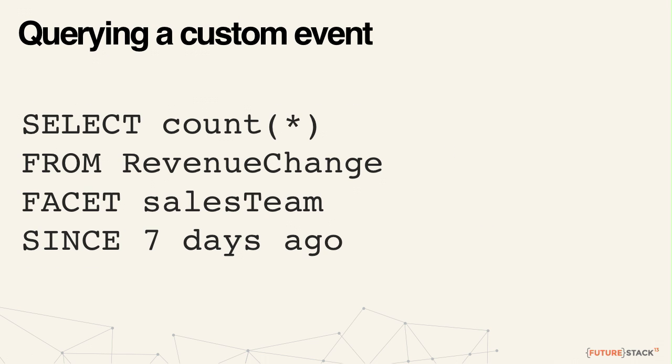And as soon as you insert an event into Rubicon, you're able to query it just like you could any other sort of event type we have. You query it by putting it in your from statement. So I can just say select count from revenue change, faceting by the sales team. And what that gives me is a pie chart of the number of deals broken up by the different sales teams. So it's really easy to add your own events and to be able to query them quickly.